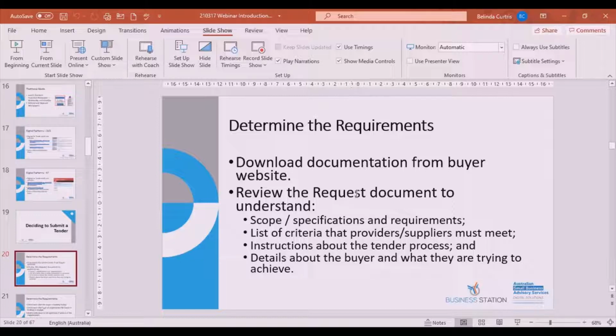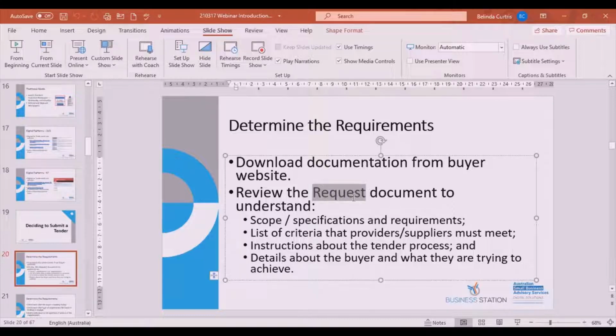So review the document. We call it a request. That's a term that you're likely to hear, which is a catch-all for request for tender, proposal, quote, or whatever. So download the documentation, have a look at the scope of works or the specifications, and determine what the buyer is looking to buy. Have a look at the selection criteria that you must meet. Read the rules around the tender process. As I said, it's very rule-based.